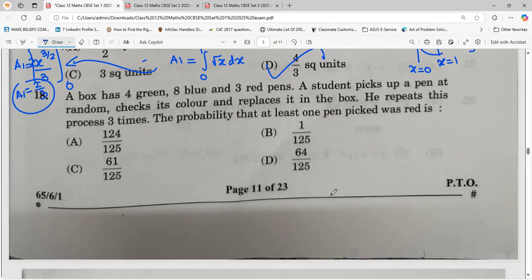18th question. A box has 4 green, 8 blue, and 3 red pens. A student picks up a pen at random, checks its color, and replaces it.